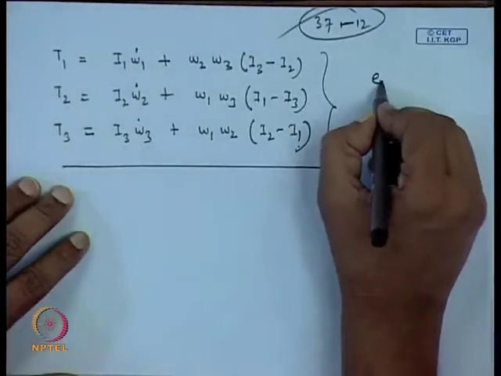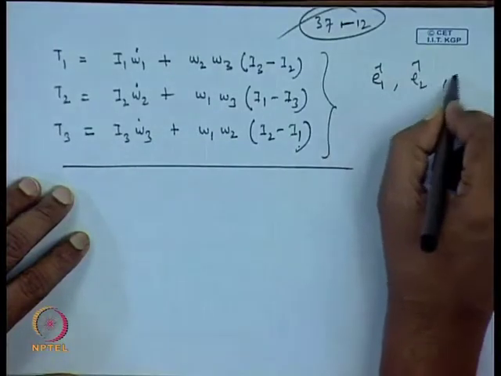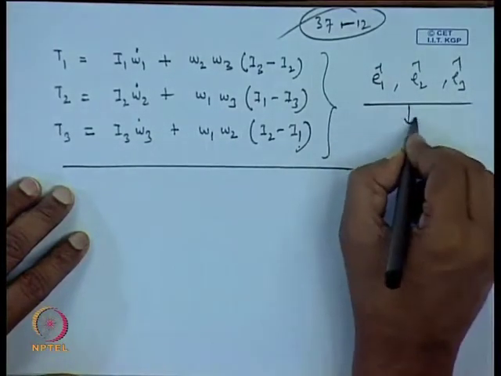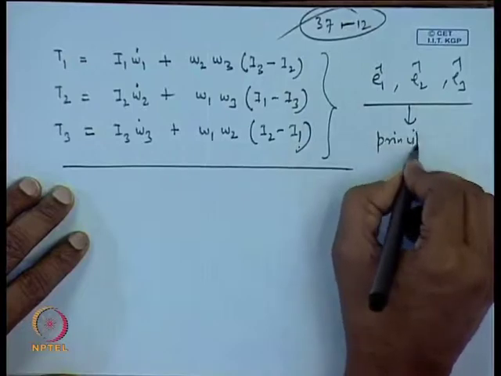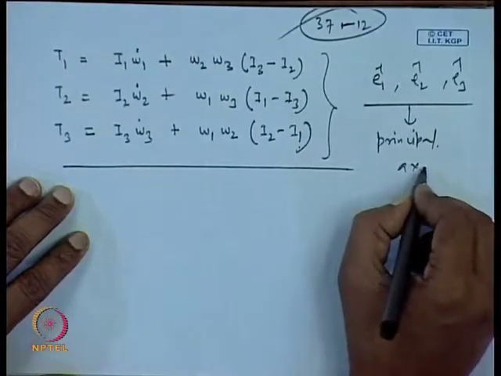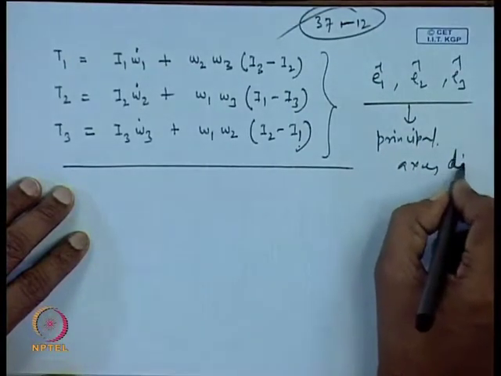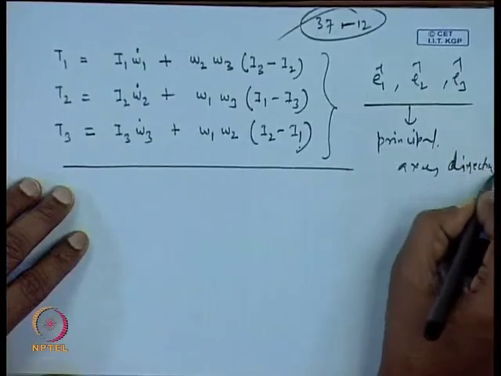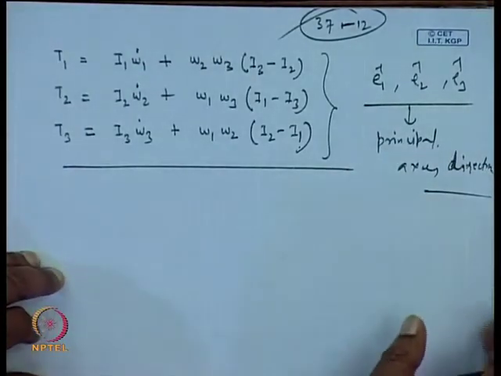So, here your directions E 1, E 2 and E 3 are basically serving as the principal axes, because the off diagonal terms are 0 here.